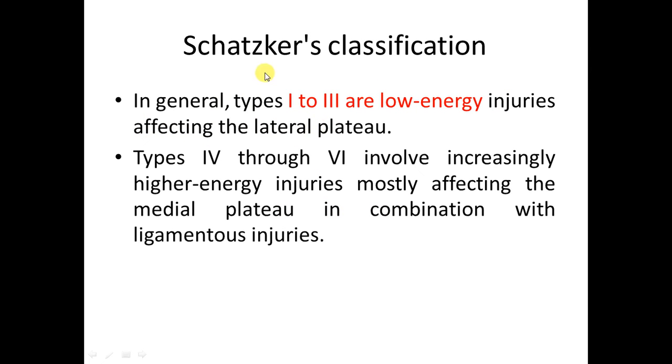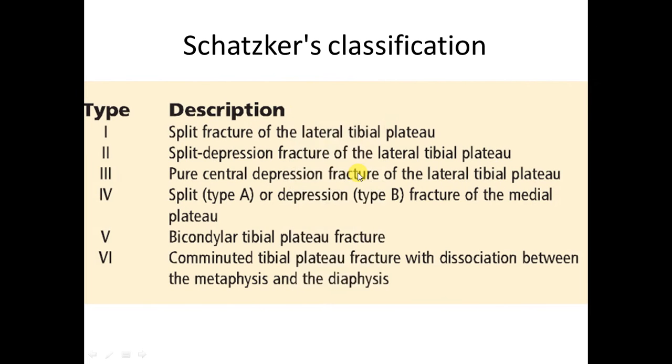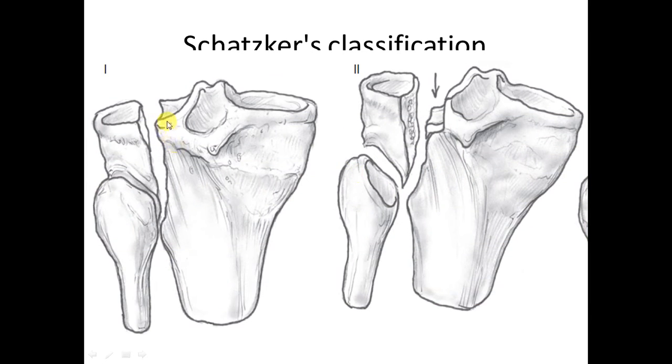The first classification we have is the Schatzker classification. There are 6 types. 1 to 3 are low energy, involving the lateral plateau, and 4 to 6 are high energy trauma. This is type 1 Schatzker, just a split in the lateral tibial plateau. Here is a split with depression of the articular surface.